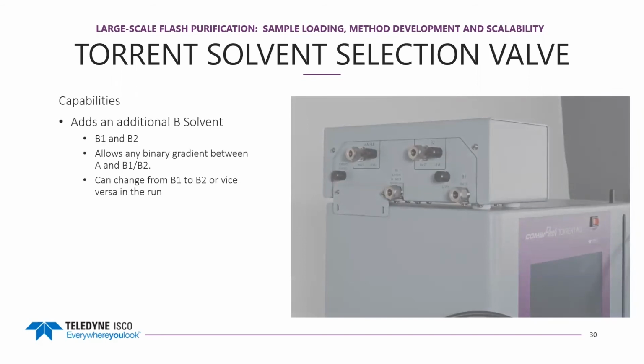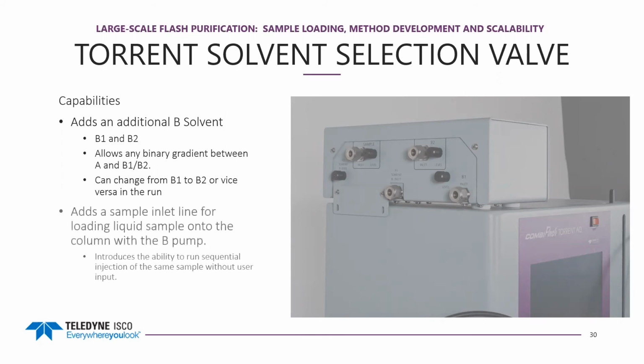Like I said, the capabilities of this is it adds an additional B solvent to the system. So now we have a B1 and a B2 solvent. And this allows us to do any binary gradient between our A solvent and our B1 or B2 solvent. We can change from B1 to B2 or vice versa in the run. This allows us to change solvents depending on our purification needs.